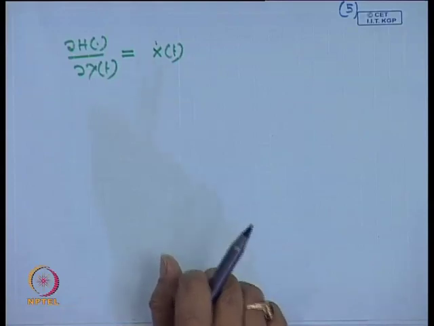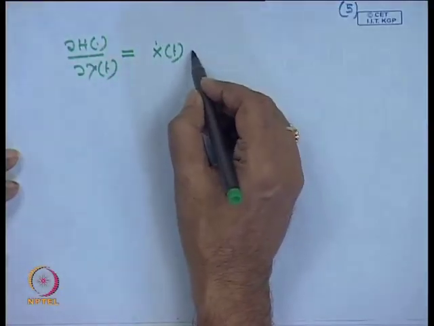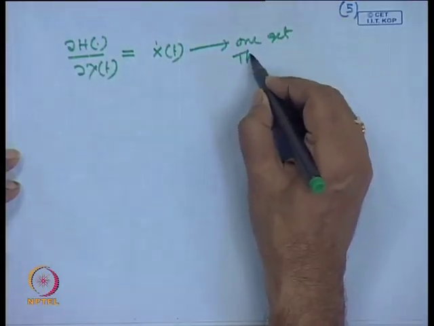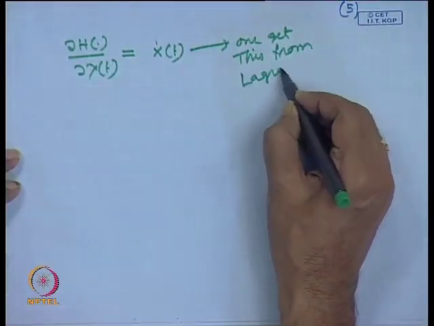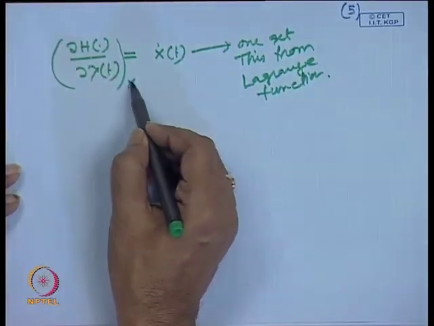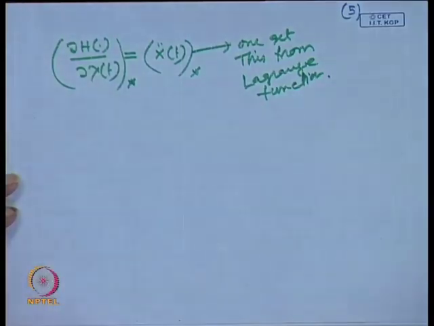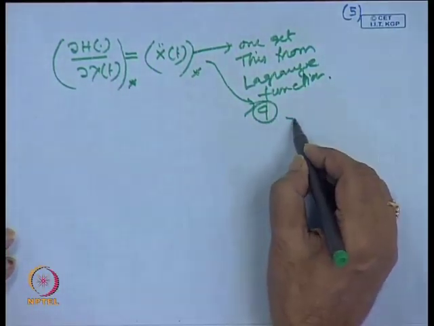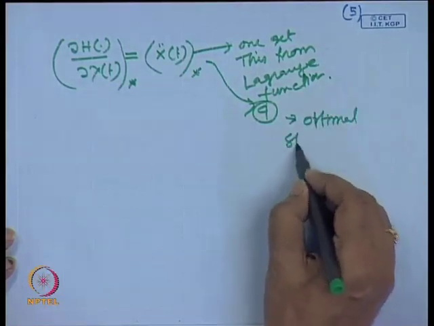Now see our objective function. If you refer to your last class note, we have written the Lagrangian function as the objective function plus lambda transpose times the constraint. So, one of the KKT conditions, del L del lambda, must be equal to 0. So, we can get this equation from the Lagrange function or expression. This, if you like, you can write with a star. Let us call this equation number 9. This is called the optimal state equation.